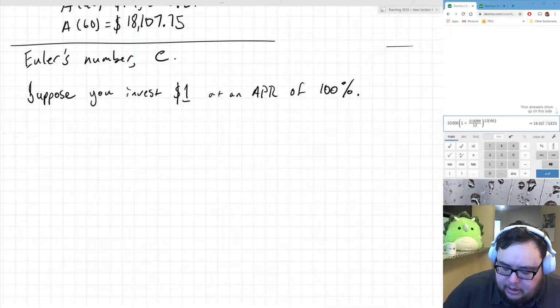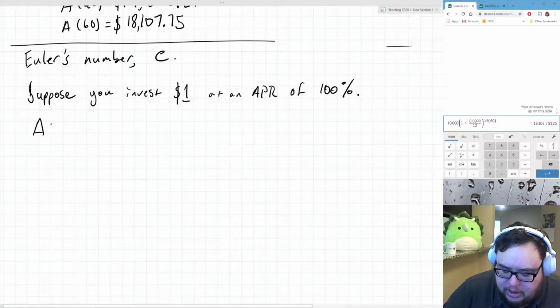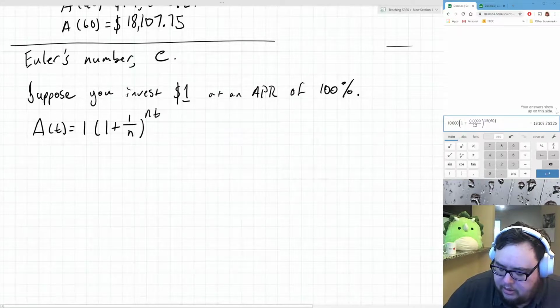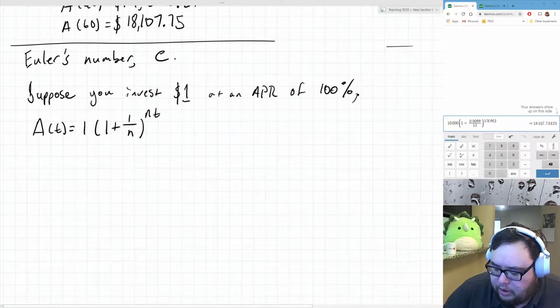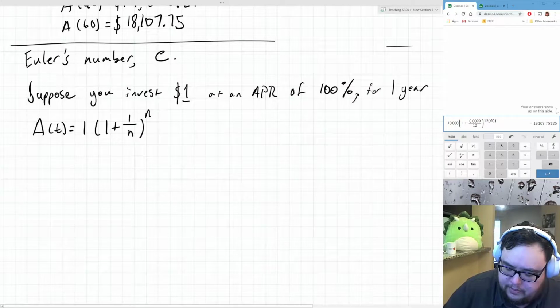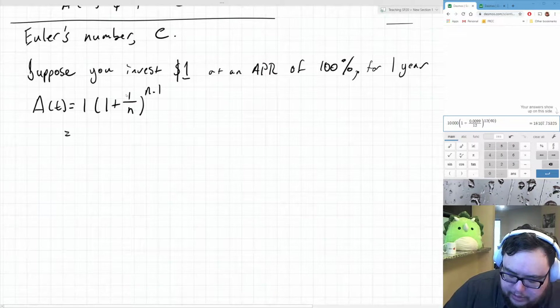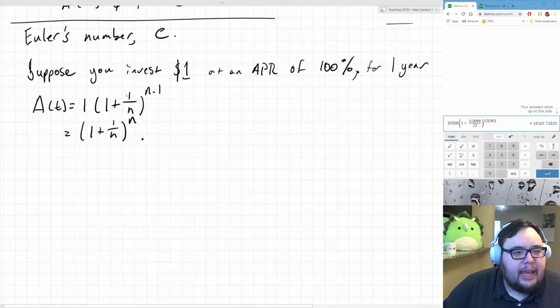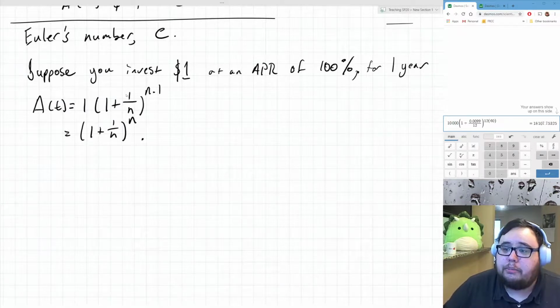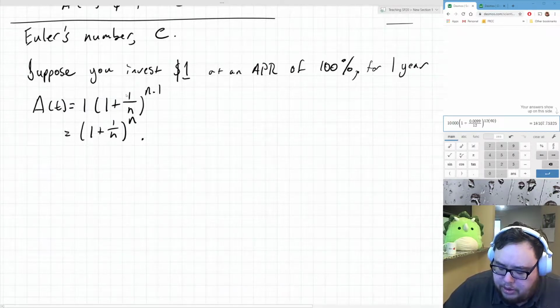All right. Then our compound interest equation, A of t, ends up being 1 times (1 plus 1 over n) to the power of nt. And let's suppose we're doing this for 1 year. So that'll be n times 1. We can get rid of a couple of these ones and rewrite this as (1 plus 1 over n) to the power of n. Okay? And compound interest, the faster you can compound it, the more money you're going to make.